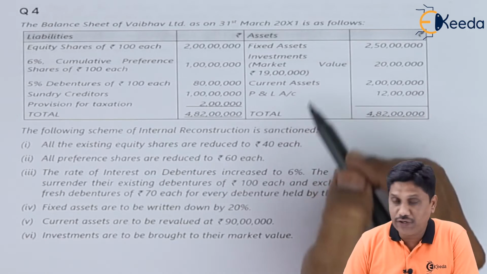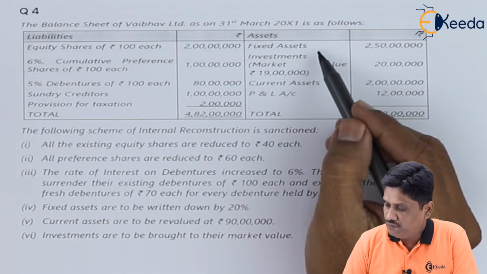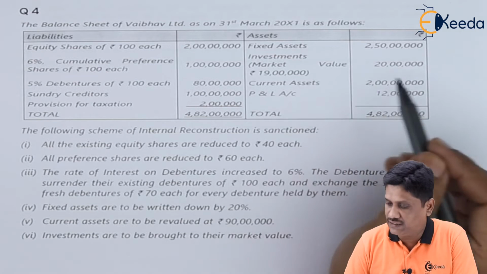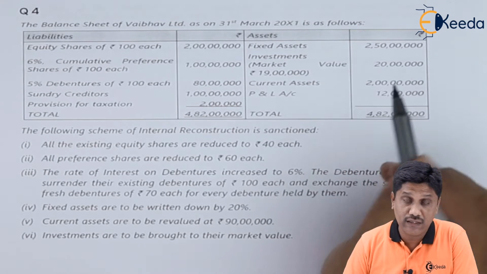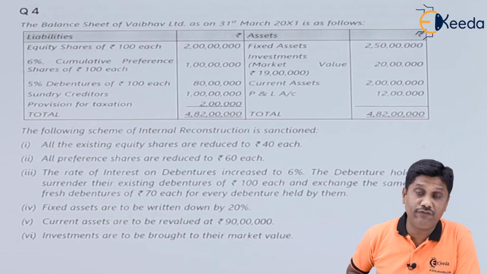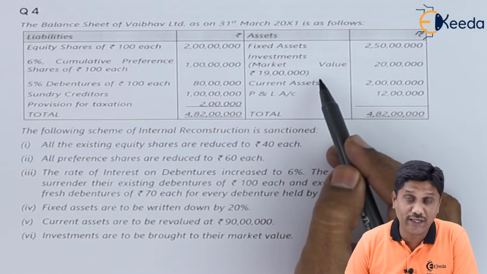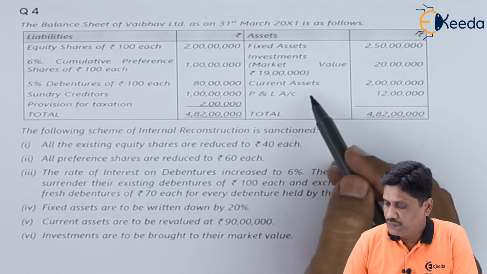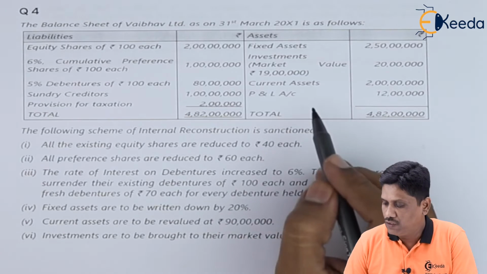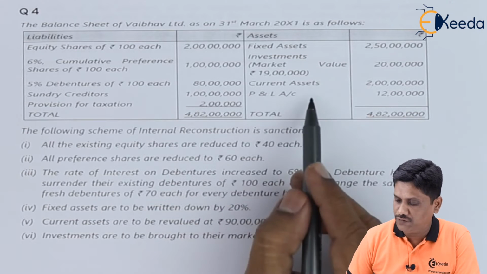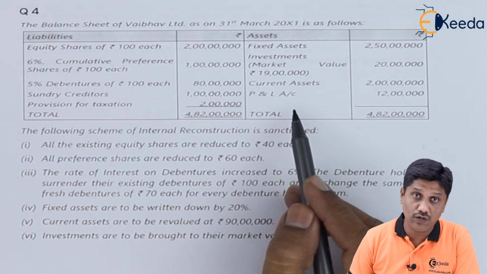Asset side, we have a short and sweet asset side. Fixed assets 2 crore 50 lakhs. Investment having a market value of 19 lakhs but book value is 20 lakhs. Friends, if we have a surplus and get the opportunity, we will try to reduce the investments by rupees 1 lakh to reflect its true value. Current assets are given 2 crore and P&L account debit balance is 12 lakhs. So our main target is to wipe off this debit balance of profit and loss account.